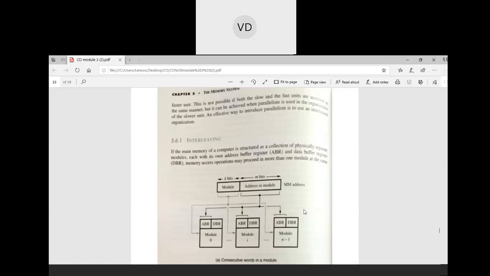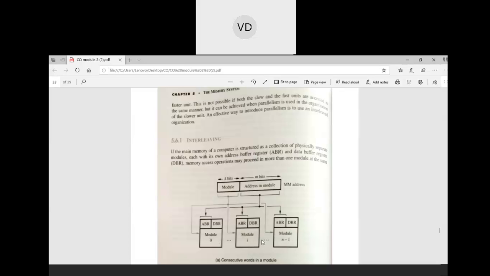But suppose the main memory is divided into different modules. Each module has its own address buffer and data buffer. We have seen MAR and MDR, the memory address register and memory data register. So when we divide the main memory into different modules, what is the advantage? Simultaneously, different modules can be active at the same time.